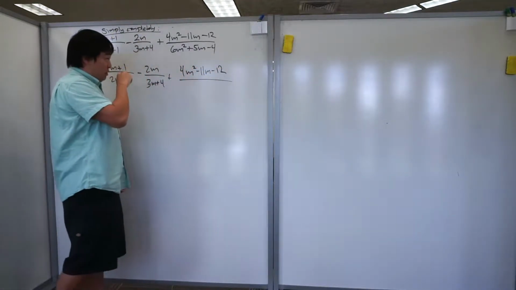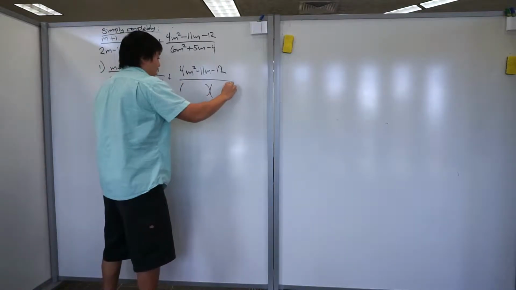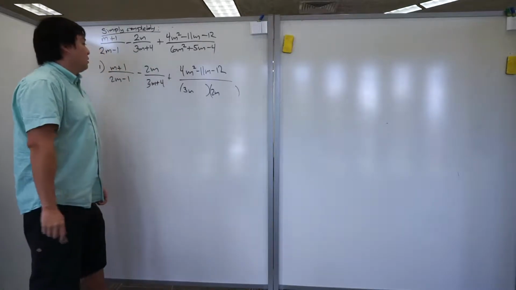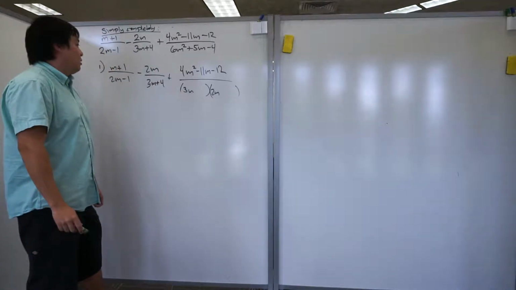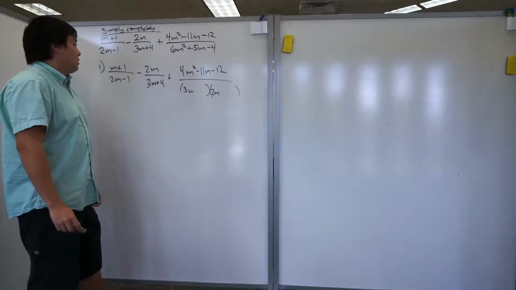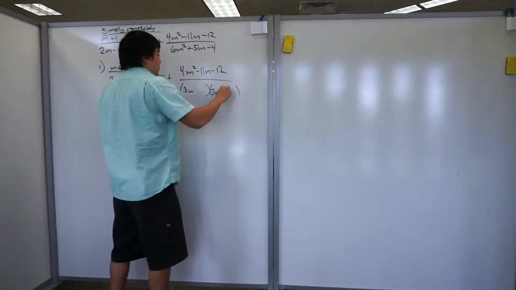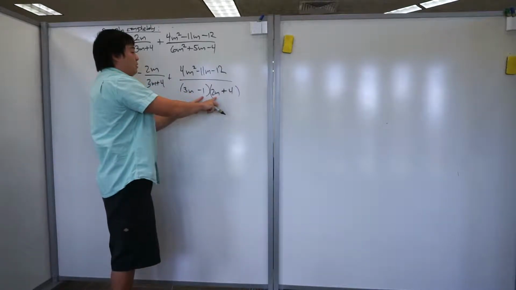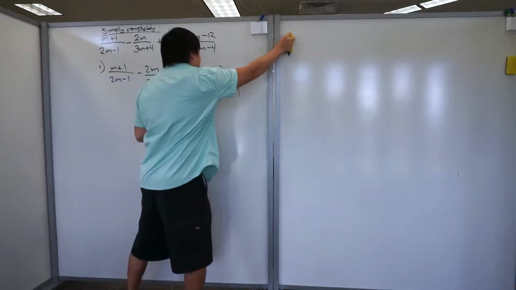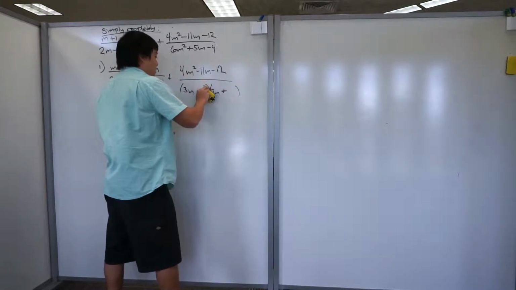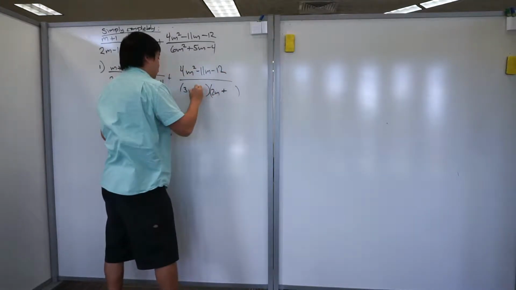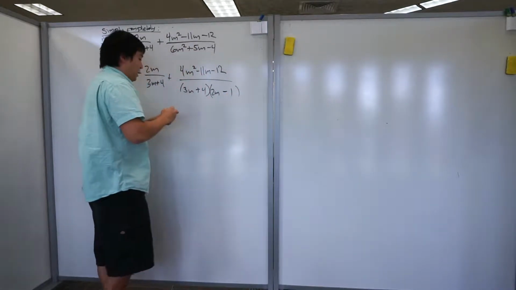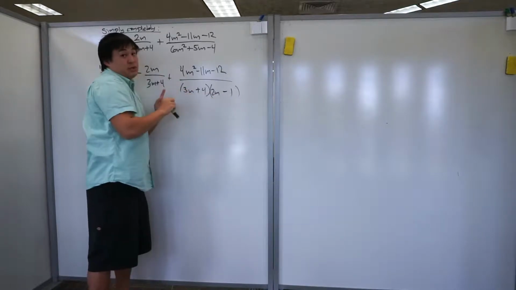So let's try to factor the bottom. Let's try 3, 2, 4, and 1. 8 plus 4 minus 1. So this gives you 12, backwards. Plus 4 minus 1. So this gives you 8 minus 3, which is 5.